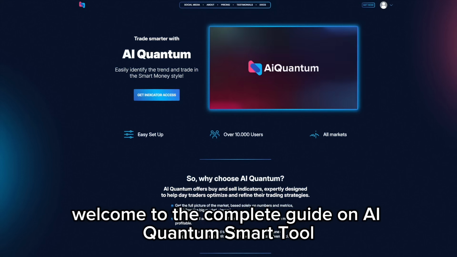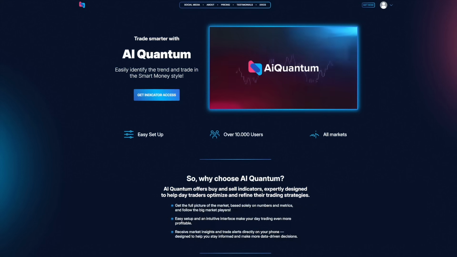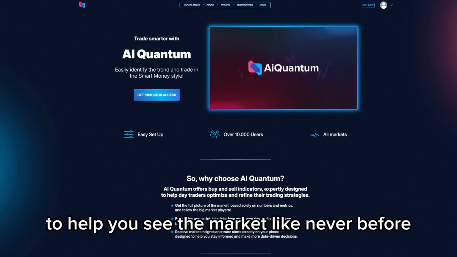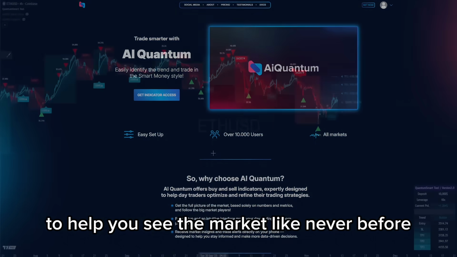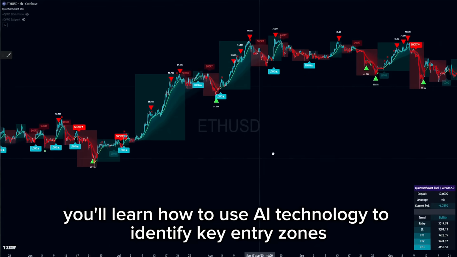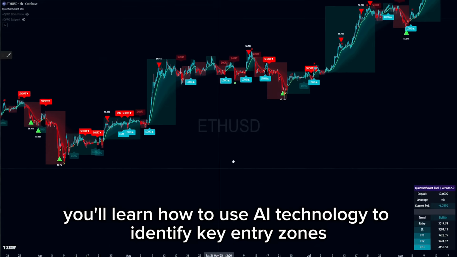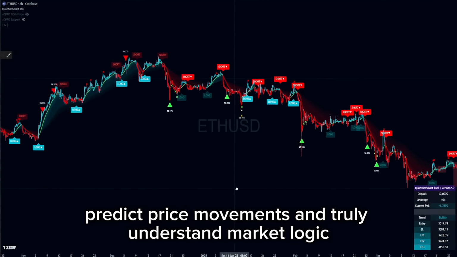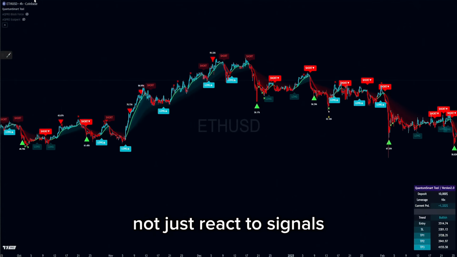Welcome to the complete guide on AI Quantum Smart Tool, an advanced trading solution powered by artificial intelligence to help you see the market like never before. In this tutorial, you'll learn how to use AI technology to identify key entry zones, predict price movements, and truly understand market logic, not just react to signals.